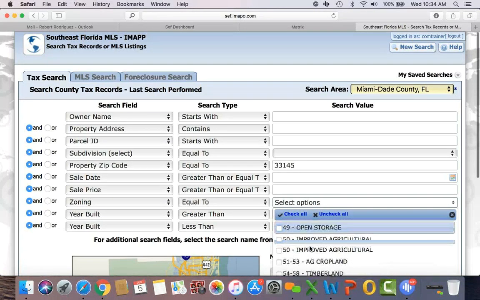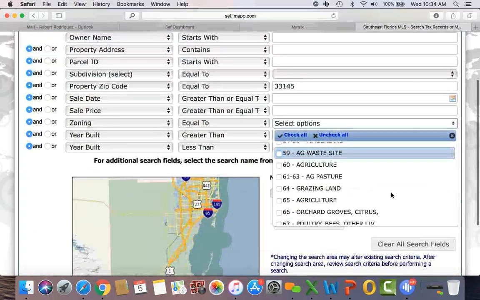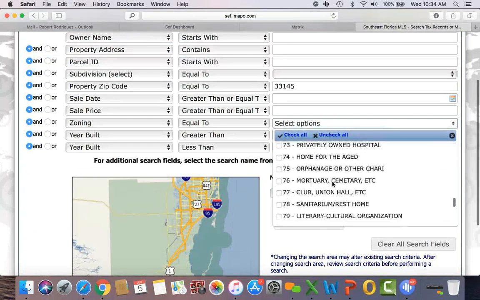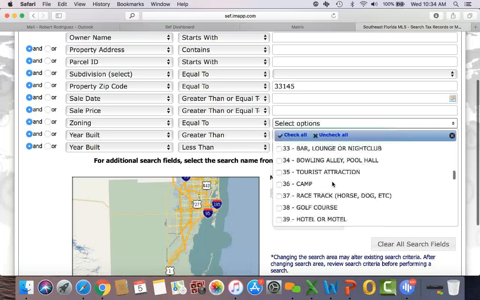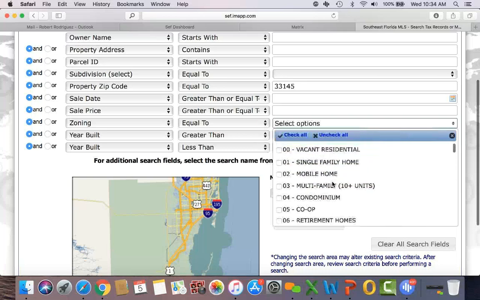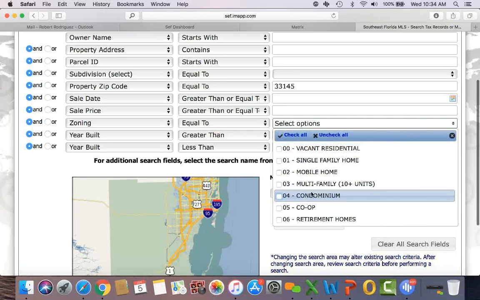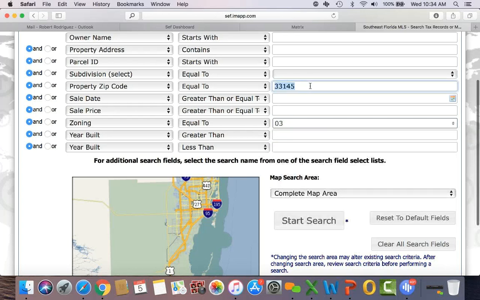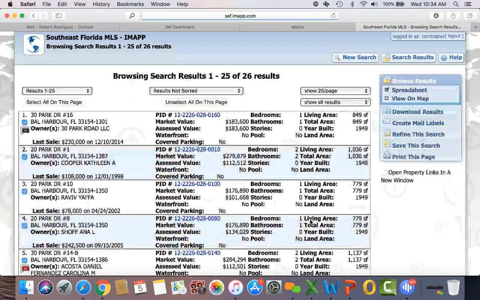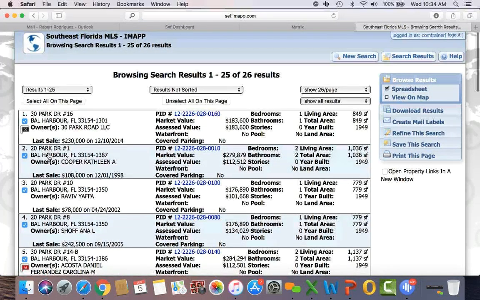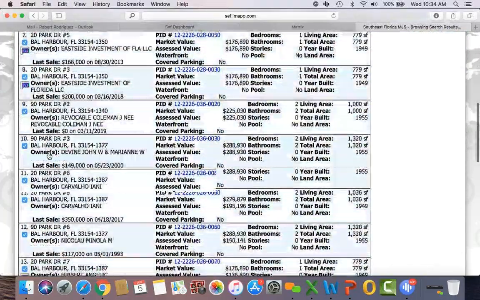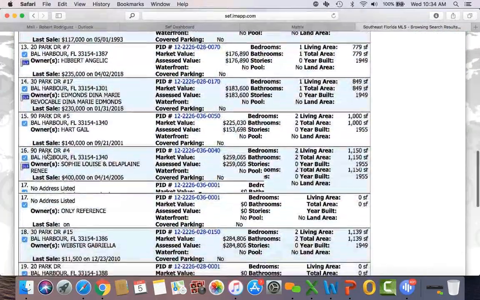All right, don't know why we had no matches, but let's do this again, multifamily, let me see, multifamily 10 units plus. Let's get rid of the zip code because perhaps that's probably an error on the system. Yeah, there's 26. All right, for zoning type, 10 units plus.